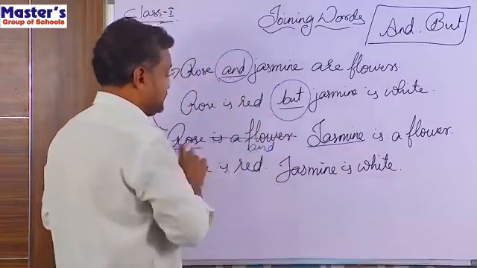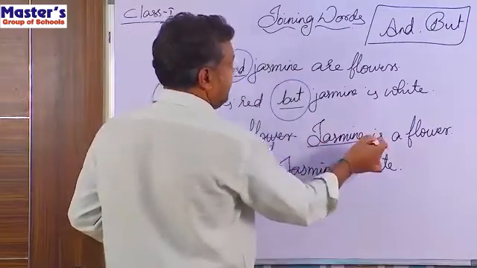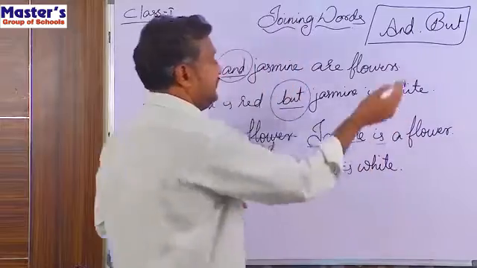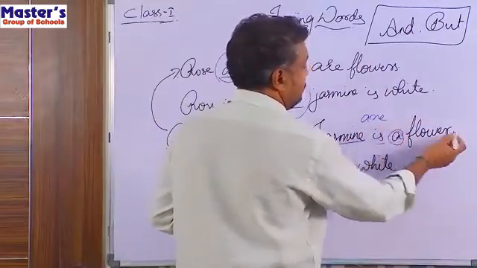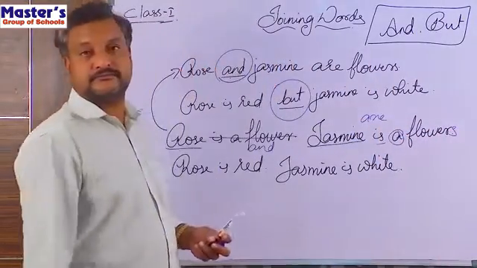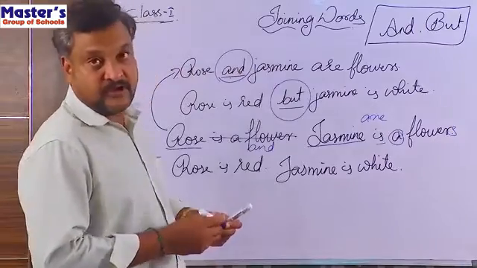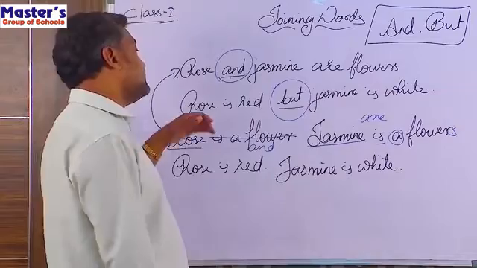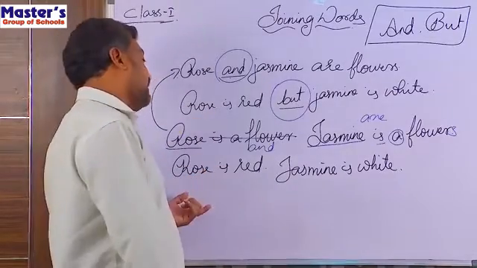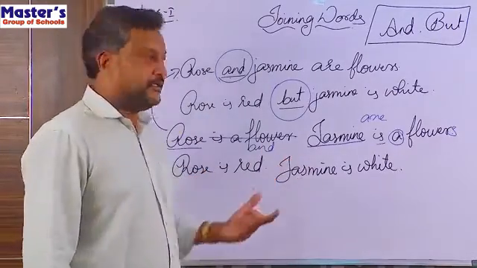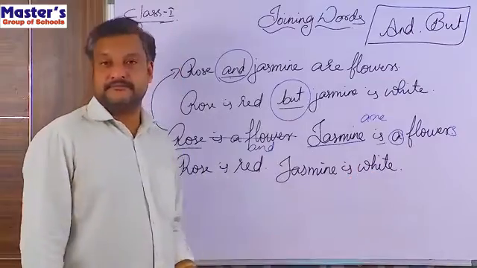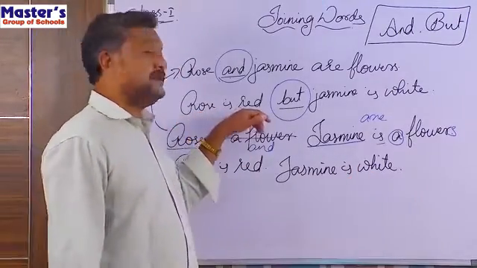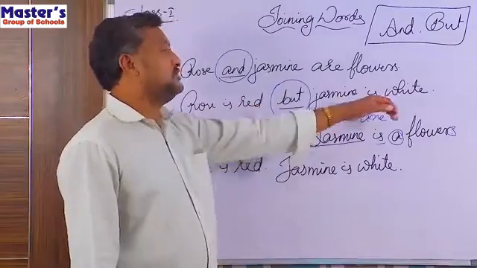Rose and Jasmine. Two flowers are there, no? Yes, so that is why we used are here, are flowers. This is removed, S is added. Okay. Because we are talking about two different kinds of flowers. That's it. In the second sentence, the problem is they are about rose and jasmine, but colors are different. And that is why we used rose is red, but jasmine is white.